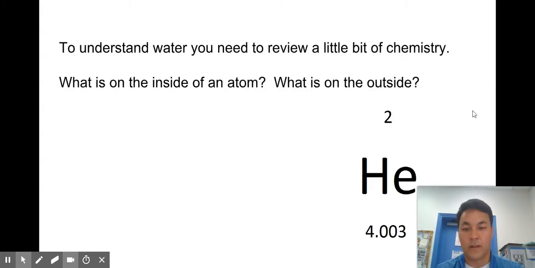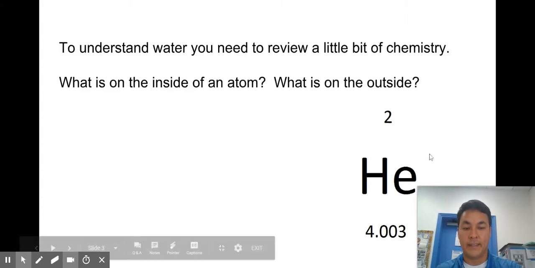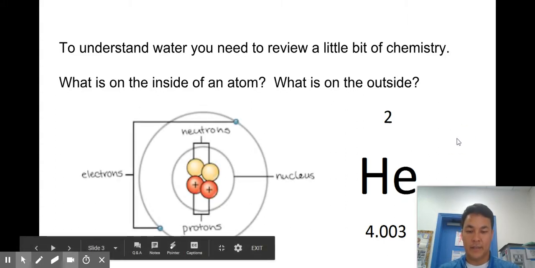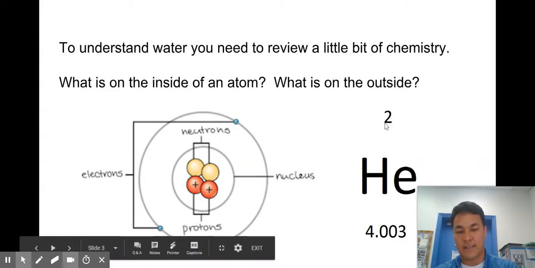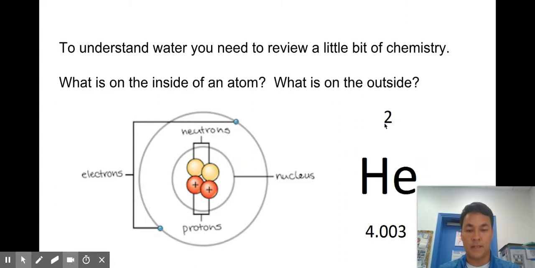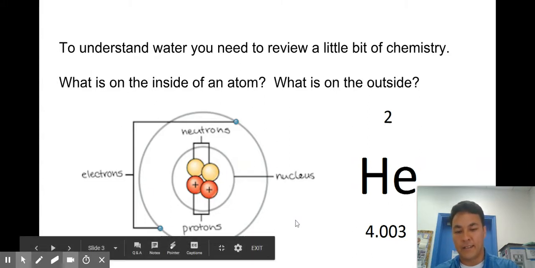Okay, to understand why water is a polar molecule, we have to review just a little bit of chemistry. This is beginner chemistry stuff. So think back to the model of an atom, and what's on the inside and what's on the outside. Let's look at helium here. Hopefully you got that helium has 2 protons and 2 neutrons on the inside. I can get the number of protons because it matches the atomic number on the periodic table. If you need a periodic table, just Google one and they'll pop up easily, and your iBook also has one as well. How do I figure out the number of neutrons? I just take the atomic mass and subtract the atomic number. So 4 minus 2 gives you 2 neutrons.